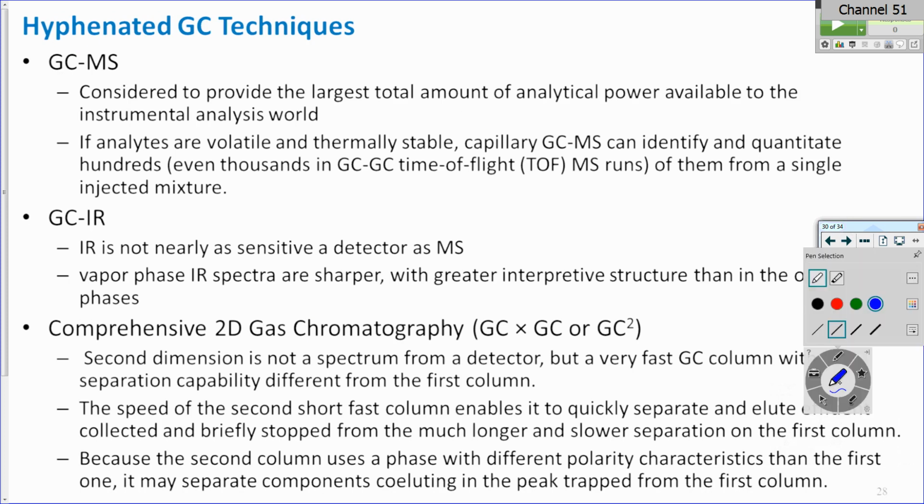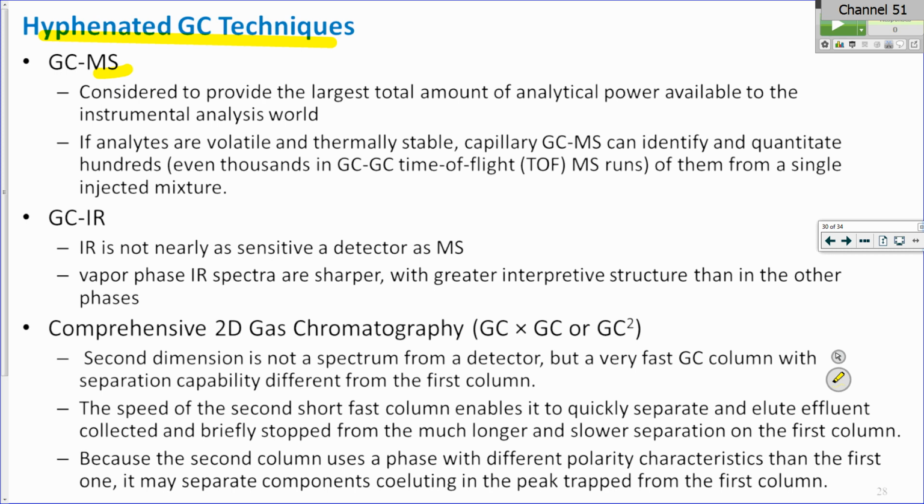So the last topic I want to talk about in GC is the hyphenated techniques. These are really our powerful things that give us the most information. Hyphenated techniques are where you combine two different technologies together. In this case, we're looking at GC combined with different things. Mass spec is the most powerful analytical tool that we have. Combining chromatography and mass spec is the best of both worlds. The only downside is that your compounds have to be volatile and thermally stable to run across the GC.